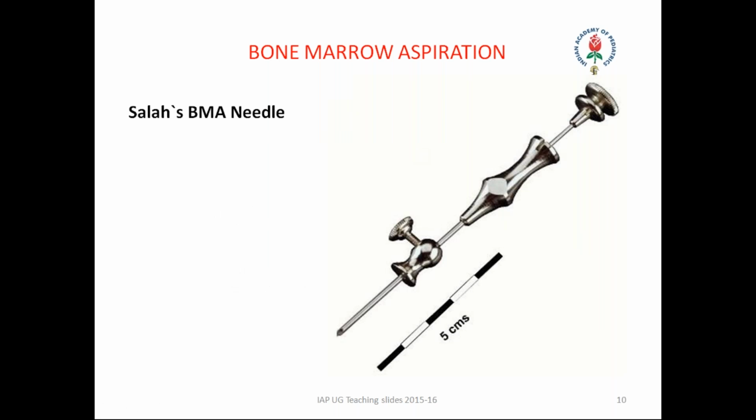This is the Salah's bone marrow needle. Here you can see a screw type guard which prevents deep entry of the needle. Here is the needle and it is the stylet.